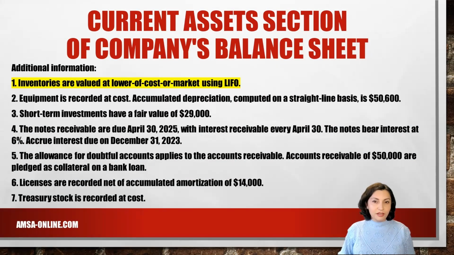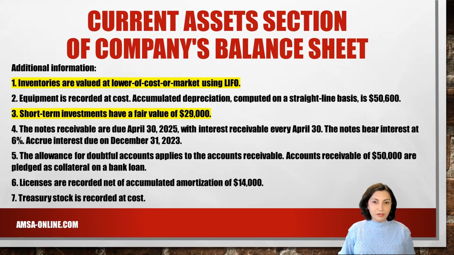Now let's take a closer look at the additional information and see whether we need to use any of it to prepare the current assets section. Inventories are valued at lower of cost or market using LIFO. We're not provided any information about market value, so we assume that we need to report inventory at cost. We don't need the information about equipment as it is a long-term asset.